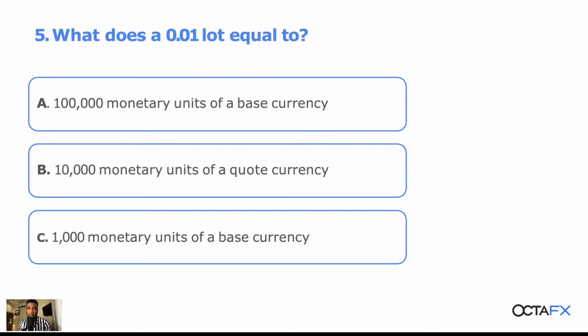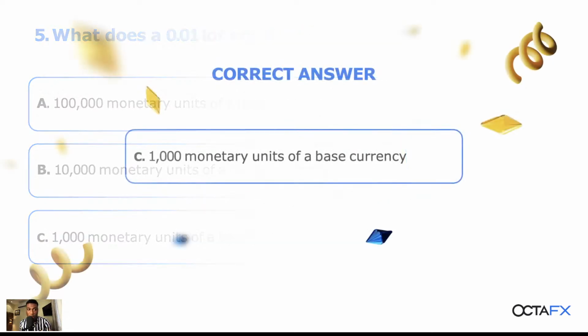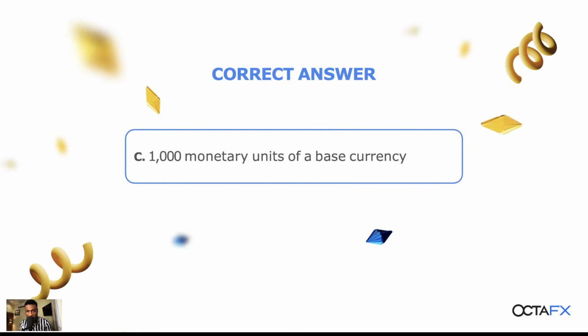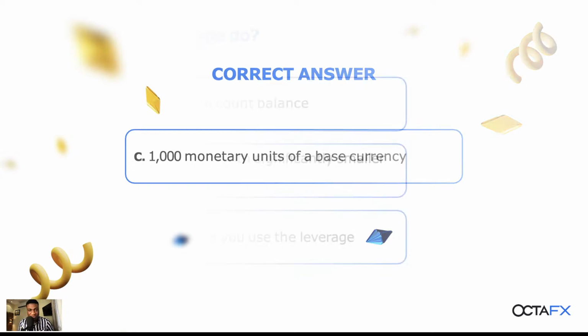you are opening that trade. If it's a buy or a sell, whichever one it is, you are buying or selling the base. You're buying or selling 1,000 monetary units of the base currency. Okay, which is why our answer for number 5 is C. Okay, so yeah, 5 down, 5 more to go.